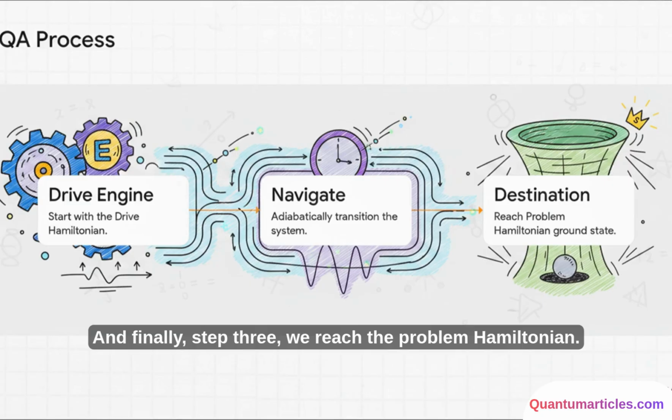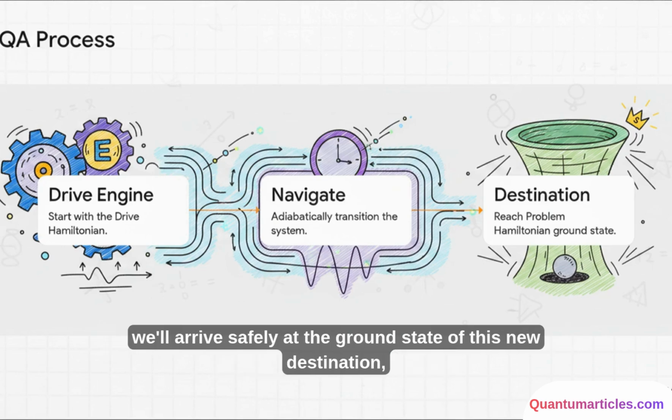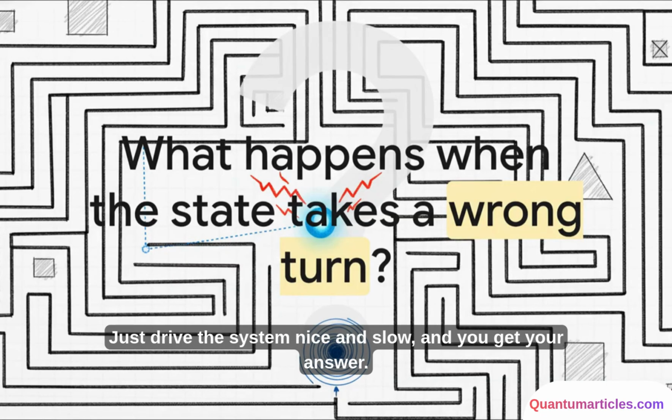And finally, step 3, we reach the problem Hamiltonian. If we navigated slowly and carefully enough, the adiabatic theorem actually guarantees we'll arrive safely at the ground state of this new destination, handing us the solution to our massive calculation. Sounds pretty perfect in theory, right? Just drive the system nice and slow and you get your answer.